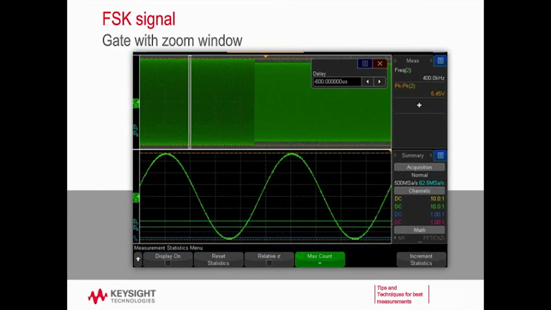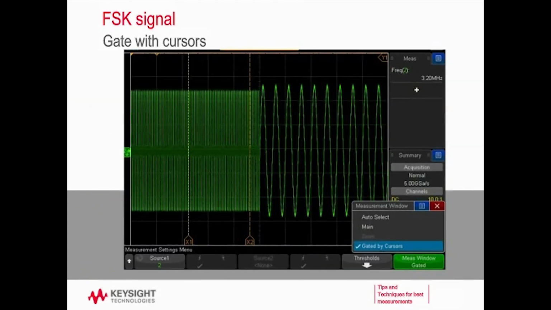We can do the same thing for the 400 kilohertz signal. Again, we have the main signal, we have our zoom window, and you can see that the measurement looks the way I expect it to. It's right at 400 kilohertz. My peak-to-peak voltage I see is a little bit higher. So that's one technique you can use to make better measurements and make more specific measurements to see what you want to be able to see, is gating that measurement with a zoom window.